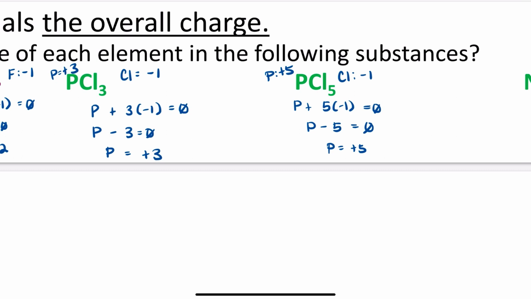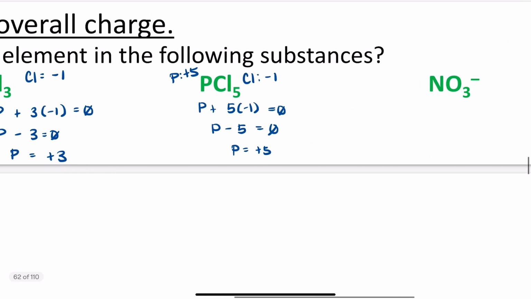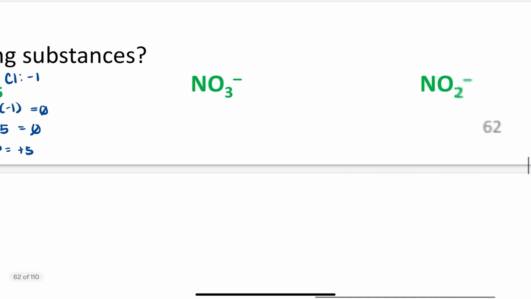And I will zoom this out in a minute so we can see everything nicely again too. It's just easier to write on the board or write on the screen this way. The last 2 examples we have are nitrate and nitrite. I have a -1 charge here. I have to pay attention to that. The sum of the oxidation states has to equal that overall charge.